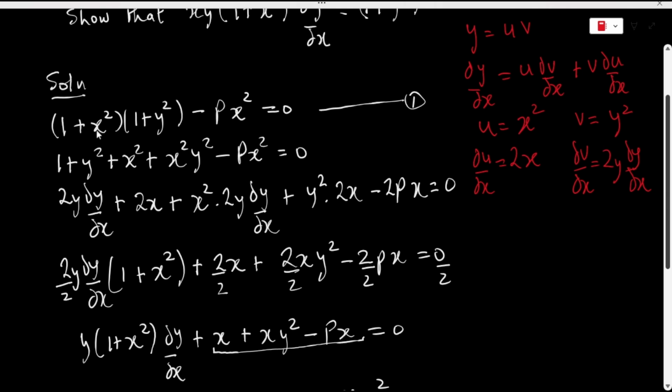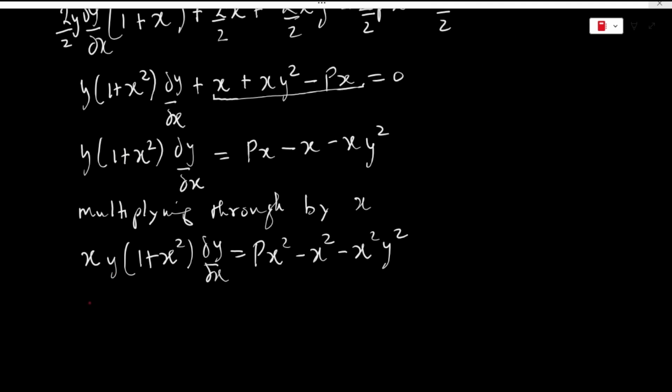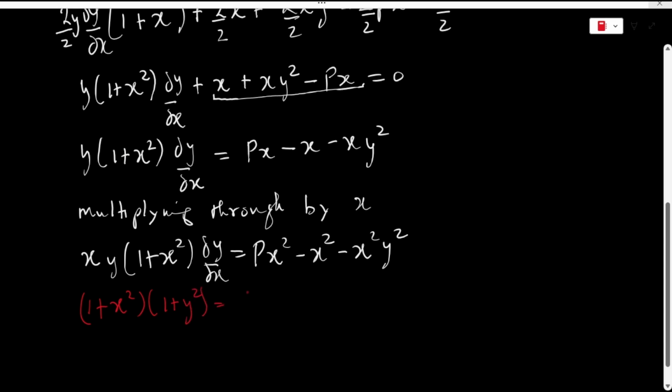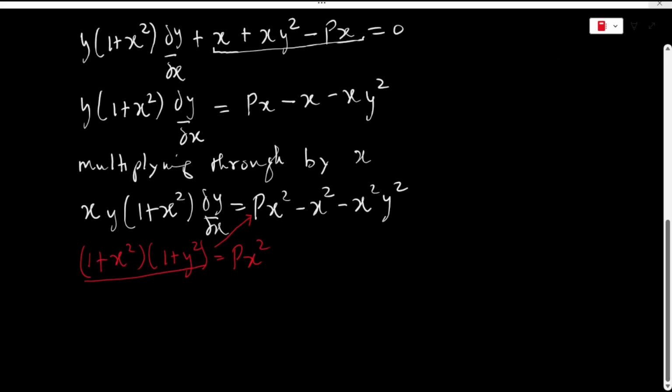If we look at equation 1, we can rewrite this equation in such a way that (1 + x²)(1 + y²) is equal to p². From equation 1, we can say that. So at this point, we would replace this whole expression here. So the equation would now look like this.